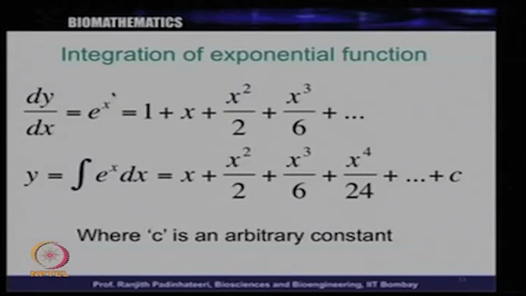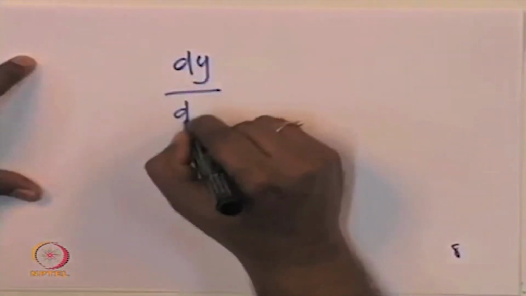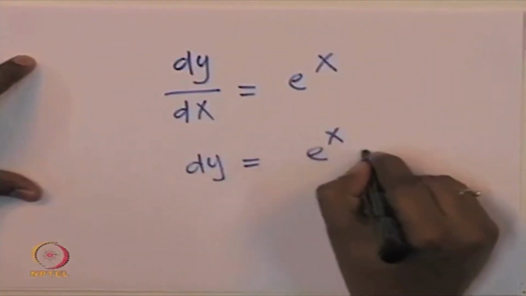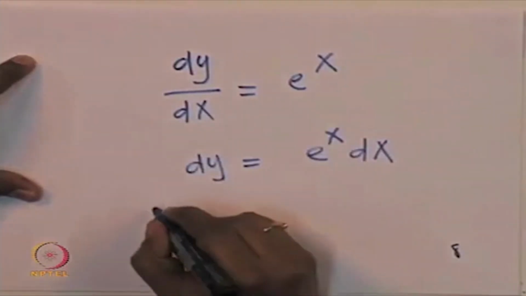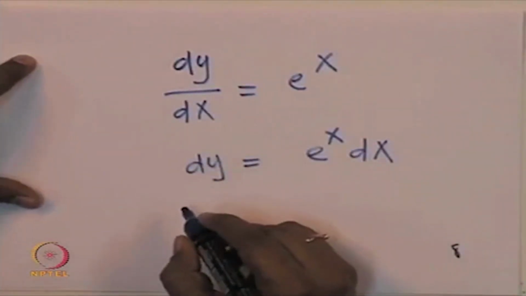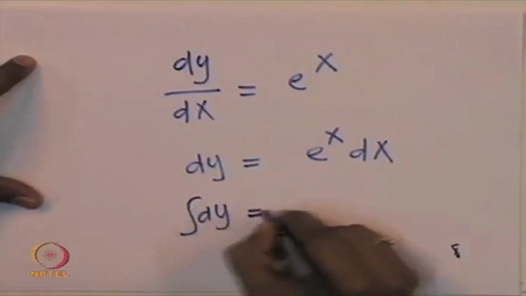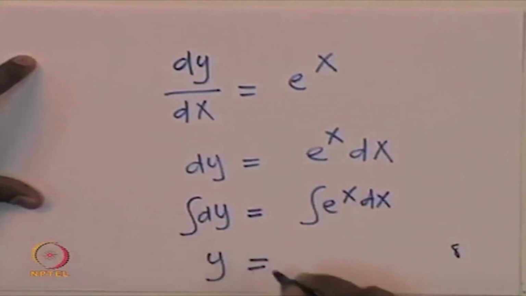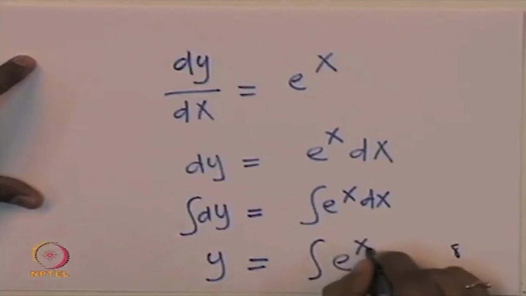From this, we find the integral of e power x. We have to integrate, so y is the integral of e power x dx. Just have a look here. dy by dx is e power x, so dy is e power x dx. I can integrate on both sides, that is integral dy is integral e power x dx. Integral dy will give you y. So, y is equal to integral e power x dx.